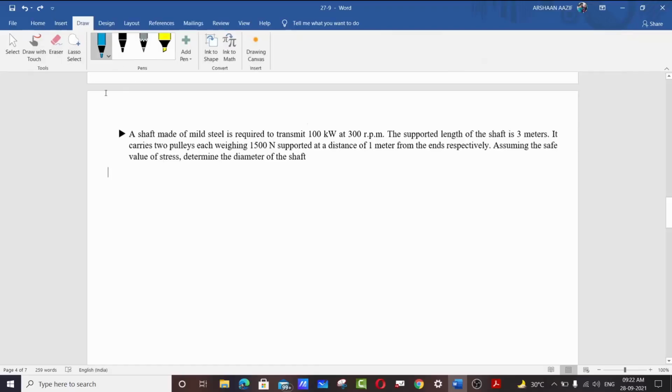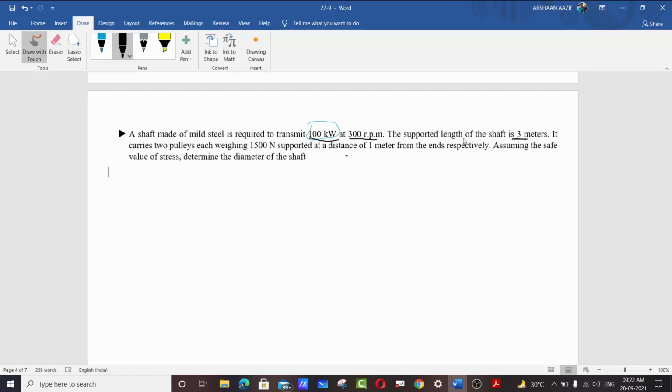We have a shaft here which is made up of mild steel. The shaft material is mild steel, and it is required to transmit a power of 100 kilowatt at 300 rpm. The supported length of the shaft is 3 meters.